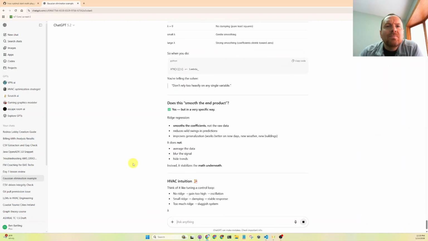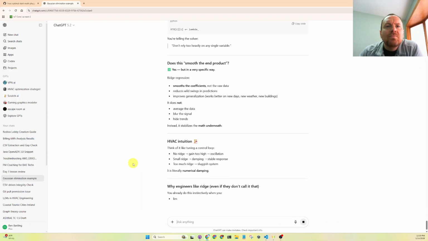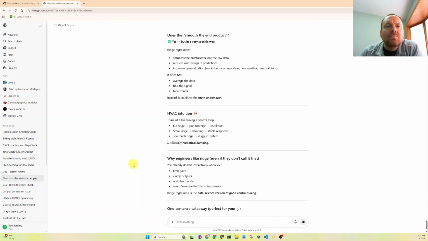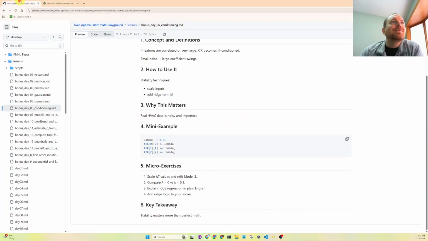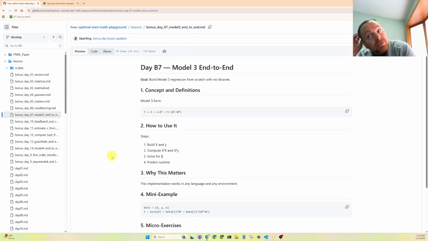Well, ridge regression is a data science version of good control tuning. I like that. Alright, so maybe we can do day 7 right away if we've got enough time.